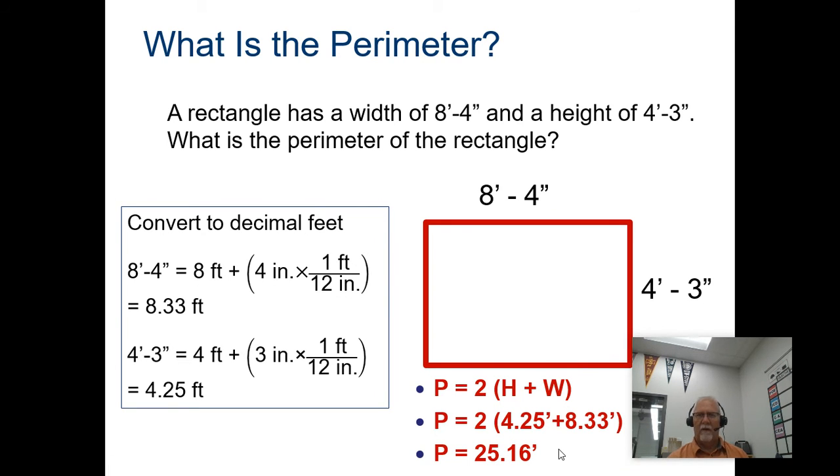Now, feel free to use your calculator. I don't expect you to do all this by hand. Use the tools that you have. You should all probably have a calculator, I'm guessing. So use that as your tool going forward.